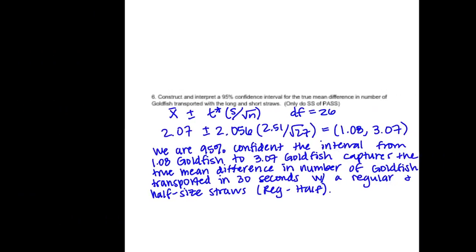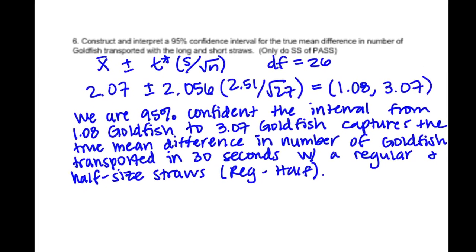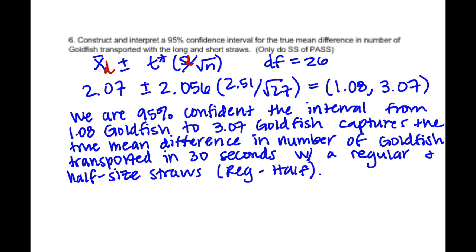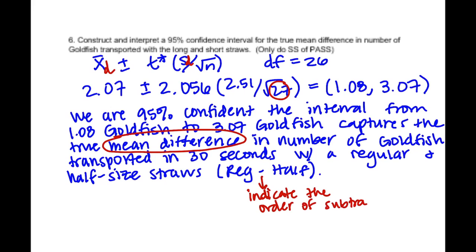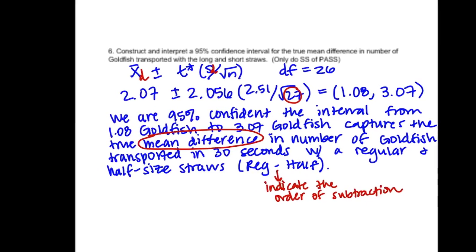Now for number 6, this was an interval, a one sample interval, so I'm just adding the d here and the d there. And so we still only have one sample. We had 27 students, that's the one group. And we just use a regular formula, and everything is the same. One thing I want to make sure you do is you say true mean difference, and that you indicate the order of subtraction when you interpret it, because if we had done half minus regular, these would be a negative interval instead of a positive one.